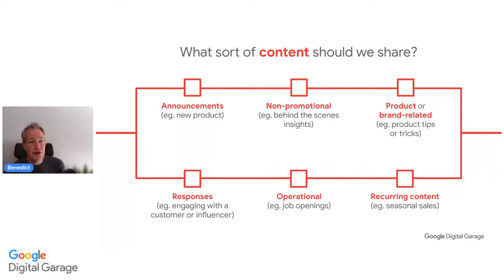Operational, of course, job openings, that kind of thing, recurring content, seasonal sales, that kind of thing. Communicate that with them. But try to avoid posting the same content across all channels. Each channel is just slightly different, okay? And just not the same content again and again.